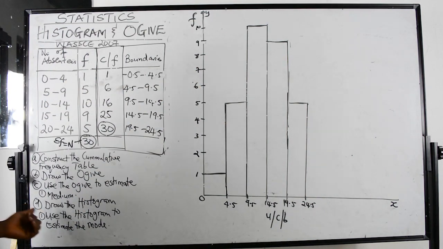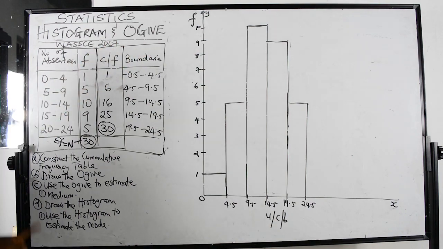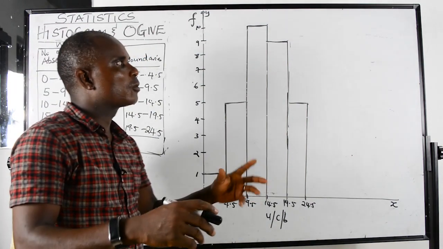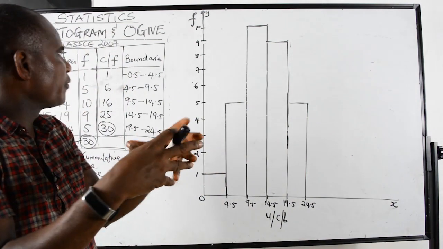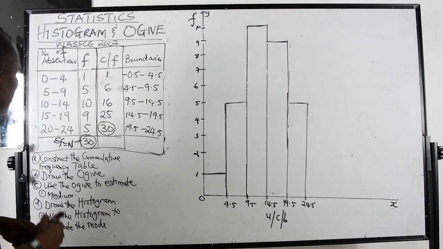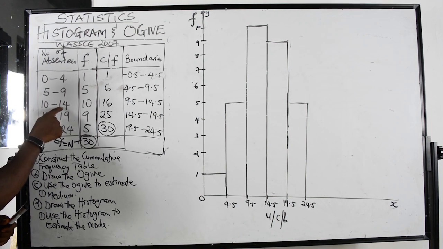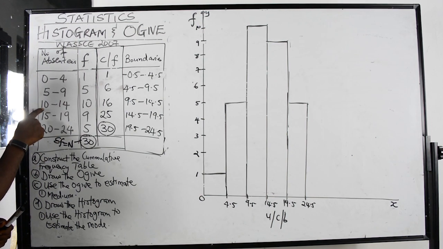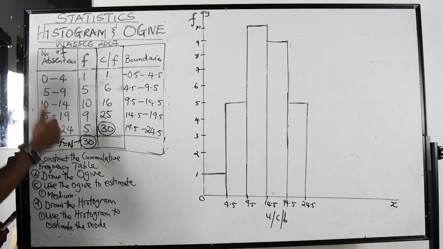Now the question says, draw the histogram. We've done that already. Now it says use the histogram to estimate the mode. The mode is the highest occurring number, in other words, the highest occurring frequency here. So we check through here. It is between 10 and 14. This is the highest frequency, but there are 5 numbers from 10 to 14: 10, 11, 12, 13, 14.